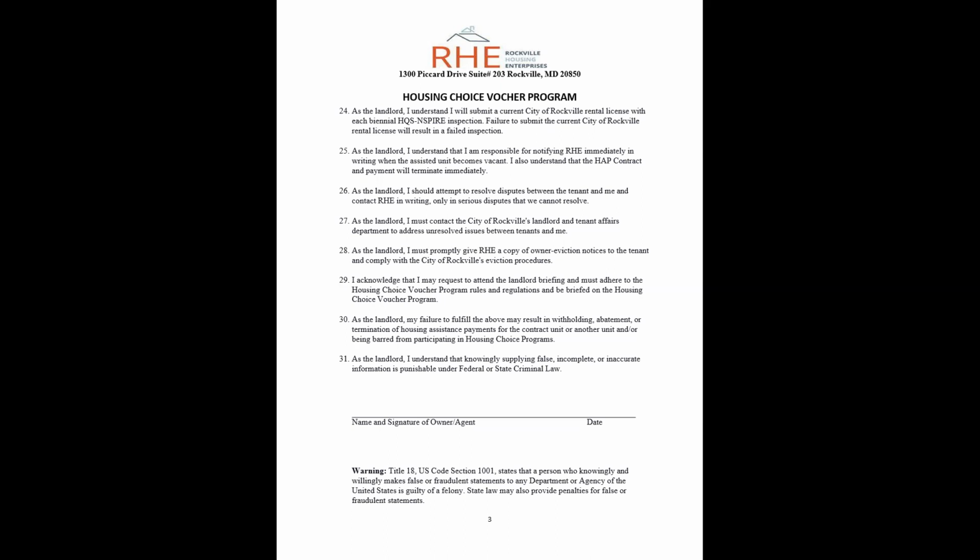30, as the landlord, your failure to fulfill any of the above may result in withholding, abatement, or termination of housing assistance payments for the contract unit or another unit, and/or being barred from participating in the Housing Choice Voucher Program. 31, as the landlord, you understand that knowingly supplying any false, incomplete, or inaccurate information is punishable under federal or state criminal law.